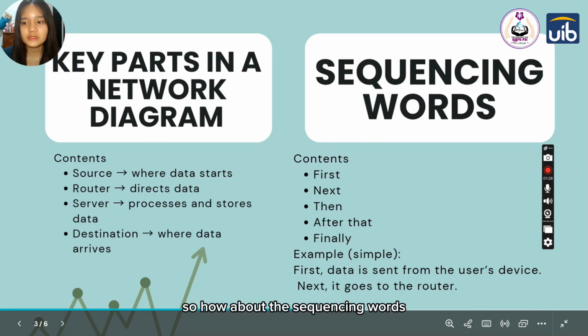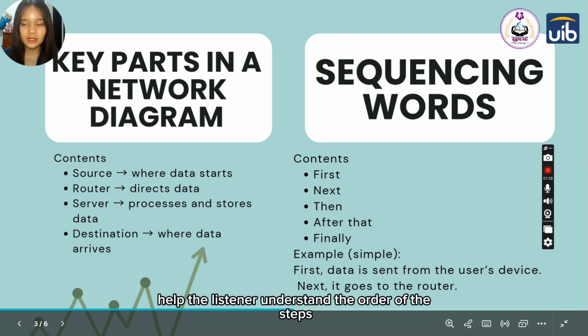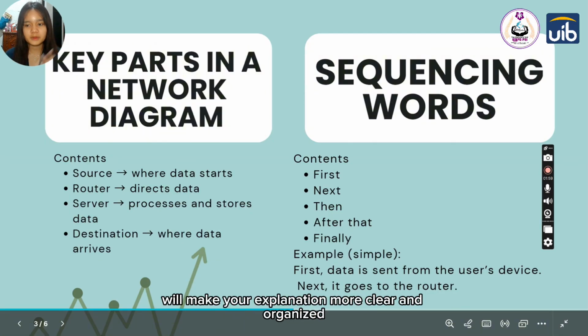So how about the sequencing words? A sequencing word is needed because we need to explain the process more clearly. These words help the listener understand the order of the steps. The most common sequencing words are first, next, then, after that, and finally. For example, first, data is sent from the user's device. Next, it goes to the router. So, using these words will make your explanation more clear and organized.